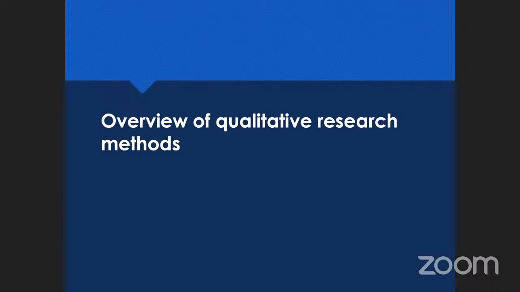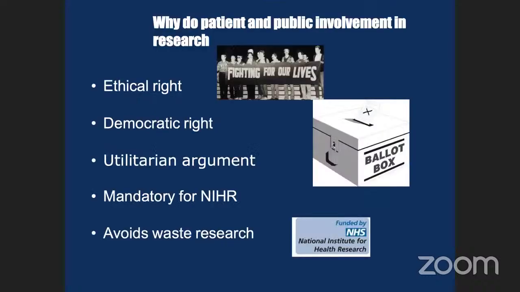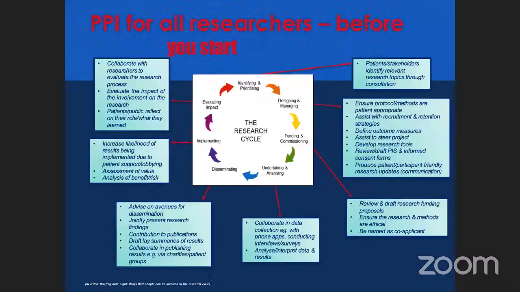So as we have discussed the quantitative research analysis methods, now we will be discussing the qualitative methods. First of all, in qualitative methods, this includes ensuring that the research has better quality of data. And one way of doing this is by including the public in the research. So why do we include the patient and the public in the research process? This is considered an ethical right, a democratic right, and a utilitarian right, and mandatory for some organizations. And also, it can help in avoiding wasted research.